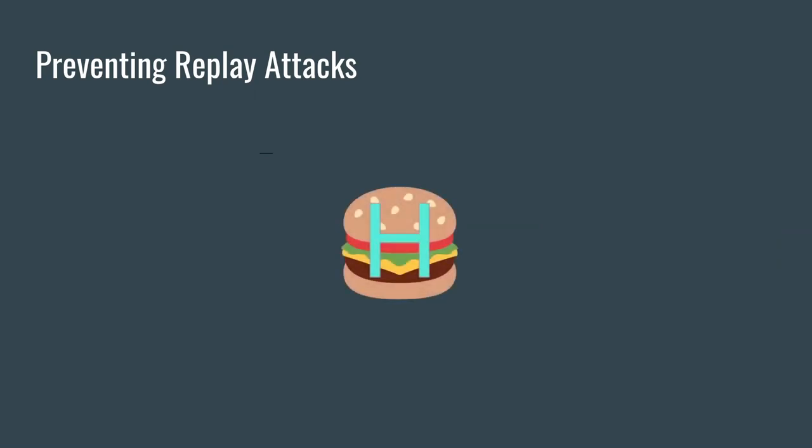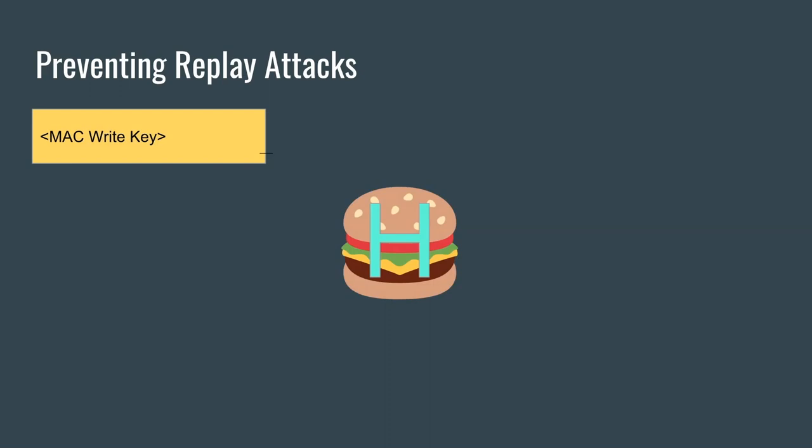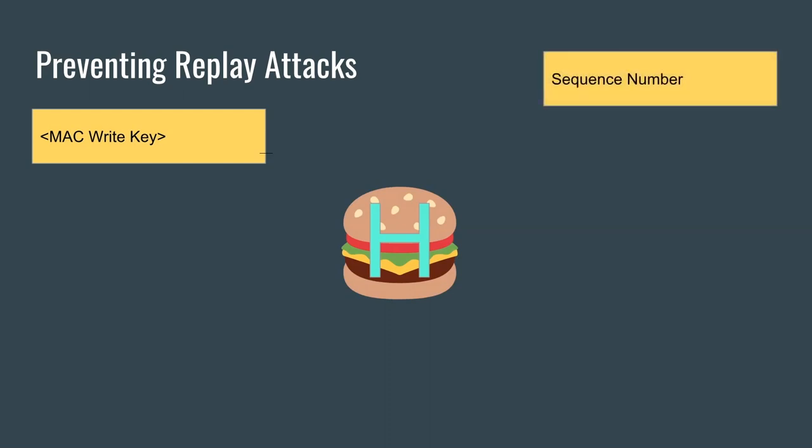Let's see how we can use the HMAC function to prevent these replay attacks. As our secret key, we'll use what's called the MAC write key, and we'll talk about how this is generated a little later on. For now, we'll just say it's a shared secret key between the client and the server, but the attacker wouldn't have access to this. We'll then have the sequence number, which is just an incrementing integer that anytime the client or the server sends or receives a message, they'll increment by one in memory, and this will allow us to detect replay attacks.